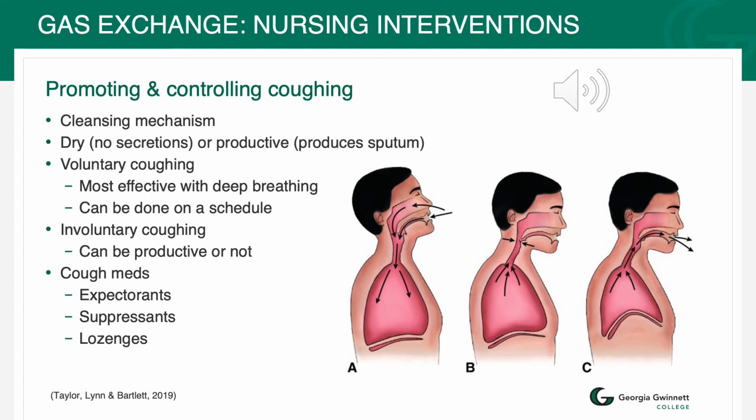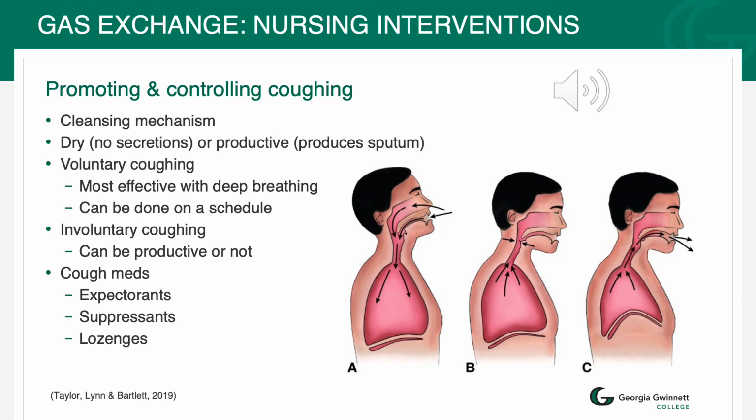Our nursing interventions will be something like turn, cough, and deep breathe every 2 hours, so that you're turning them, so they're moving around. They're coughing, deep breathing every 2 hours. So that's done on a schedule. It's voluntary coughing. Involuntary coughing, again, can be a dry cough or a productive cough, but it's just something that is done. You don't schedule that.